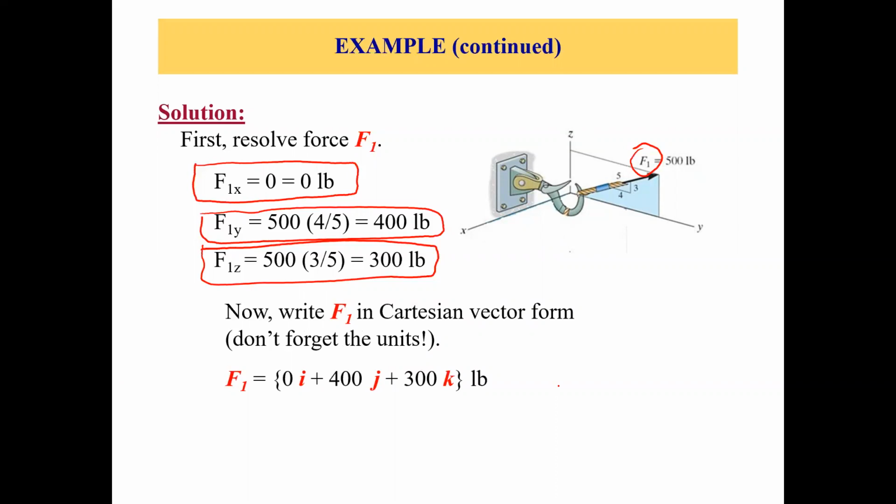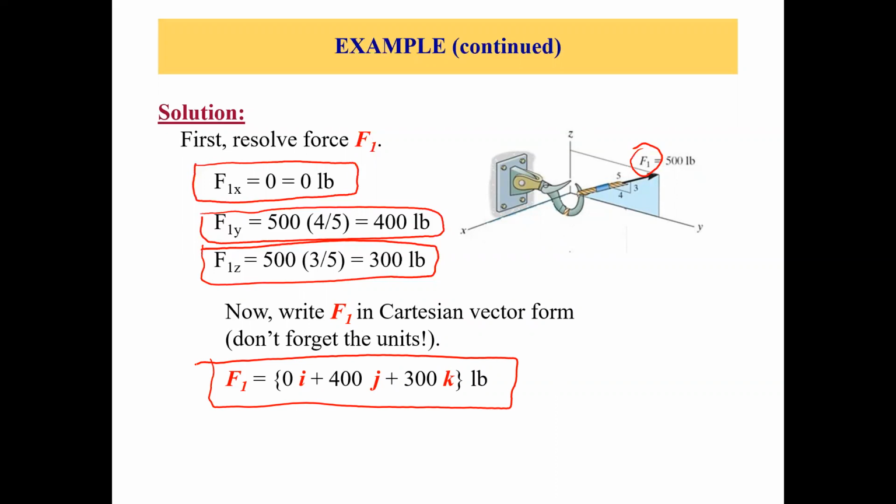So let's write F1 in Cartesian vector form, right? And also don't forget the units. Okay, so let's write F1 in Cartesian vector form. So this is the force, vector F1 in Cartesian vector form: 0i plus 400j plus 300k, right?